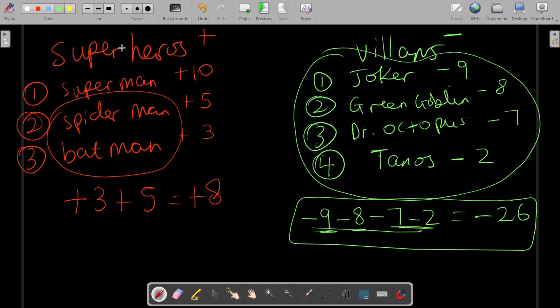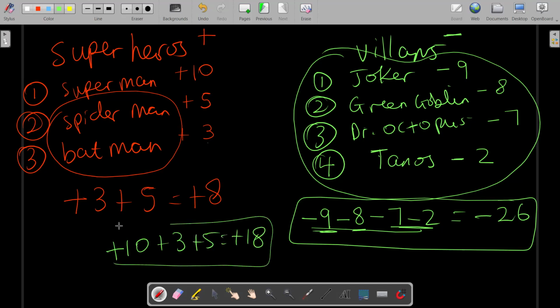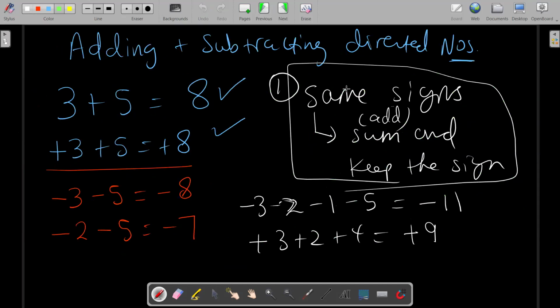It's really simple. If you add up all these superheroes together, that's easier, because positive numbers are easy to work with. 10 and 5 is 15, and 3 is 18. All of them come together to make 18. Plus 10, plus 3, plus 5 equals plus 18. Nice. So everybody understands the flow. The first law of directed numbers: same sign, keep the same sign.